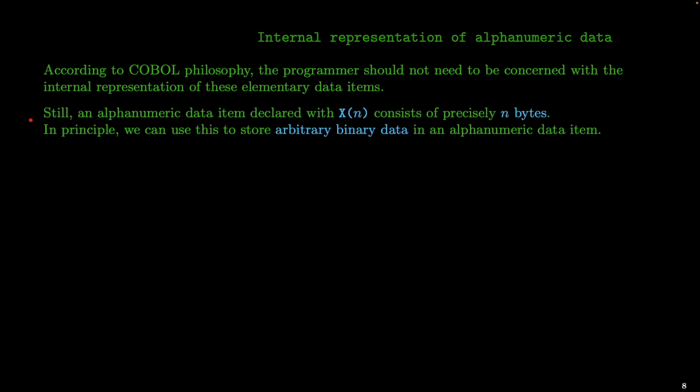At least we can rely on the fact that an alphanumeric data item that's declared by the picture clause with Xn consists of precisely n bytes. So every X precisely corresponds to 1 byte. So that's good to know. That's something reliable. And in principle, we can, with the alphanumeric type, use this to store arbitrary binary data in such an alphanumeric data item.